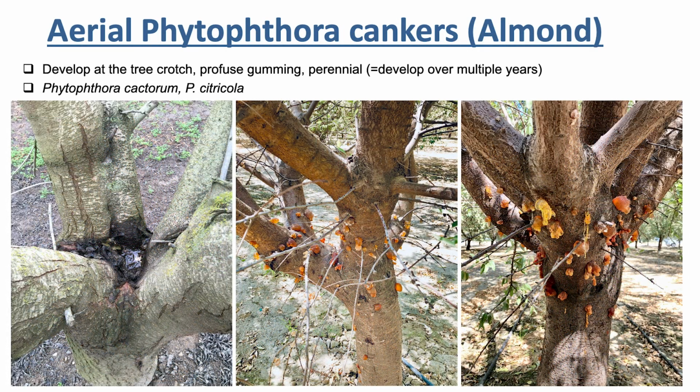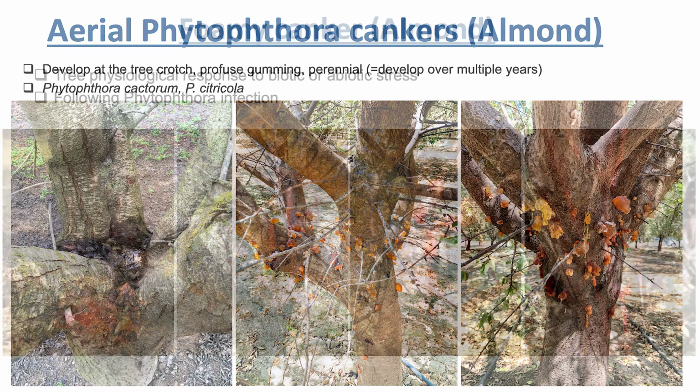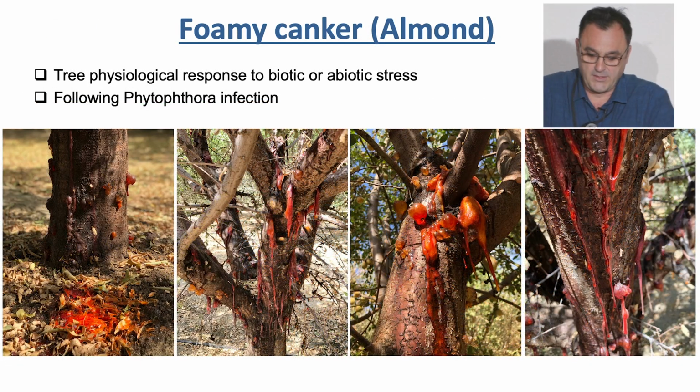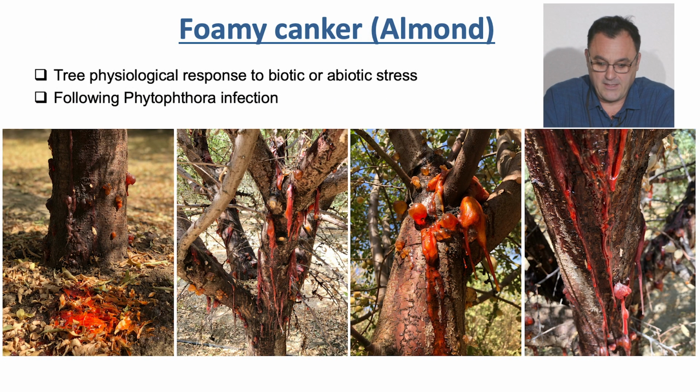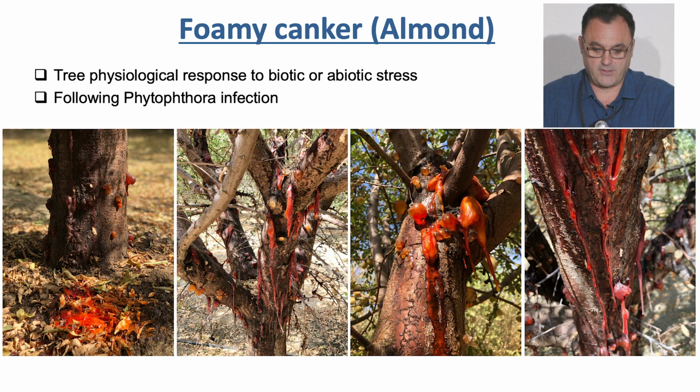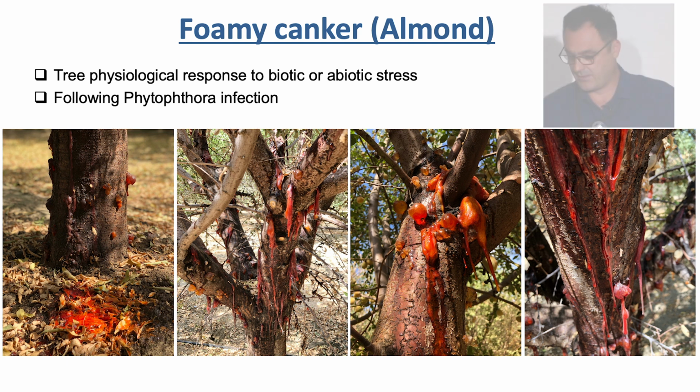So this is the aerial phase of Phytophthora canker in almonds. Usually infection is initiated in that pocket there at the tree crotch. Here we see different species, usually Phytophthora cactorum or citricola, but they lead to profuse gumming around this large scaffold. And that's what we call aerial Phytophthora. Similarly, in those orchards, we also saw a lot of foamy canker occurring, and so that's how we can say, relatively confidently, that there is a direct connection between Phytophthora infection and foamy canker.